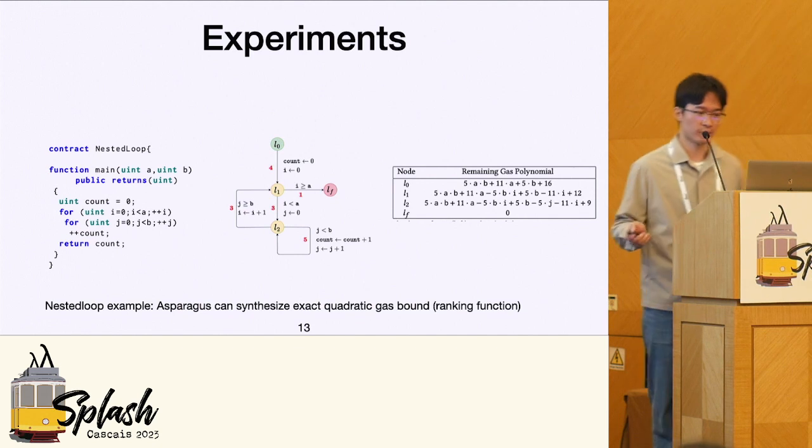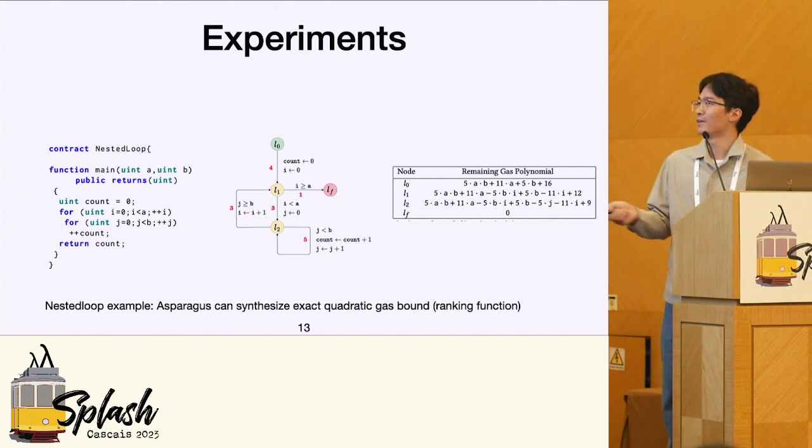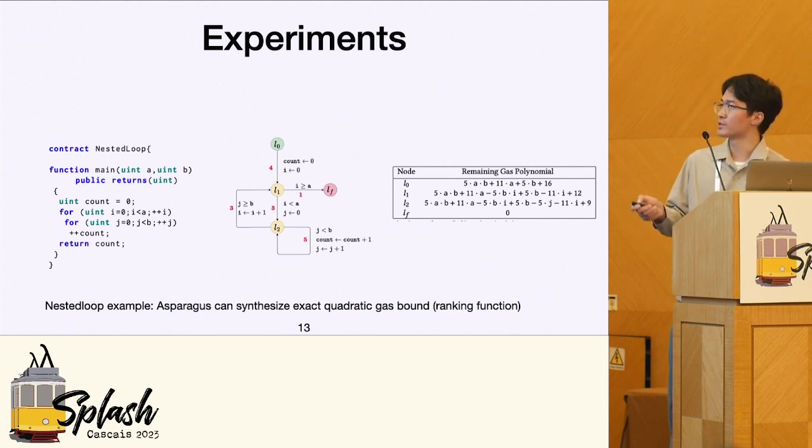And then we have experiments showing, firstly, with the toy one, that we can solve a nested loop case. This is code for a simple nested loop, and this is the polynomial transition system. And Asparagus, our tool, can synthesize the exact quadratic gas bound.